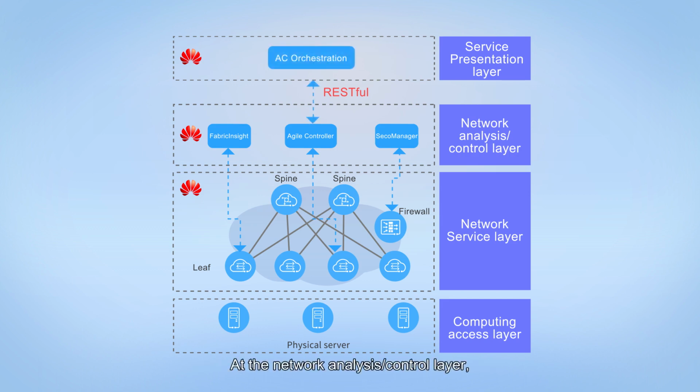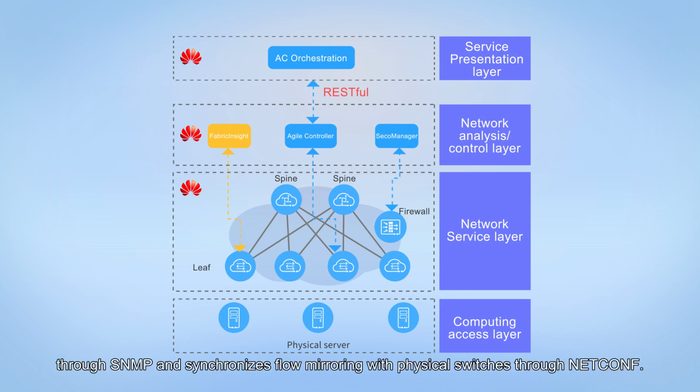At the network analysis control layer, the Fabric Insight Collector mirrors TCP SYN, FIN, and RST packets on the network to the analyzer for big data analysis, which helps identify network exceptions based on actual service traffic. The Fabric Insight also collects information from physical switches through SNMP and synchronizes flow mirroring with physical switches through netconf.